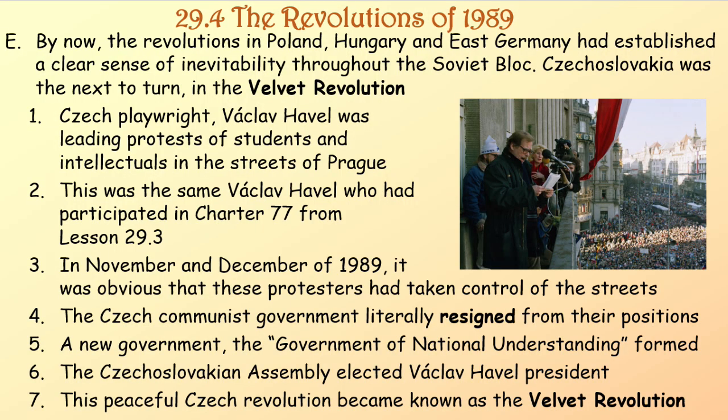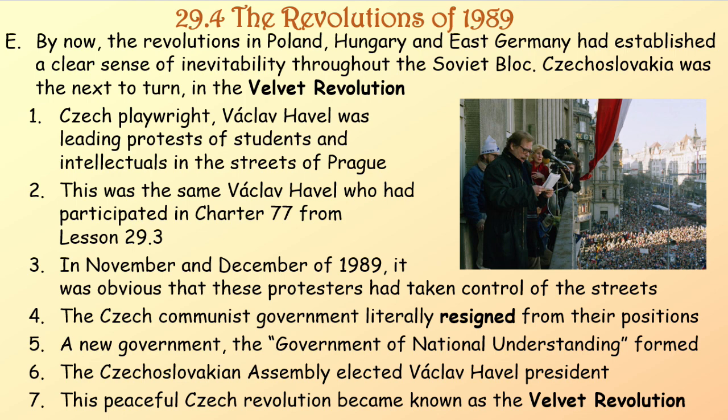By now, these revolutions in Poland, Hungary, and East Germany had established a clear sense of inevitability throughout the Soviet Bloc. Czechoslovakia was the next to turn in the Velvet Revolution. Czech playwright Václav Havel was leading protests of students and intellectuals in the streets of Prague. This was the same Václav Havel who had participated in Charter 77 from Lesson 29.3.